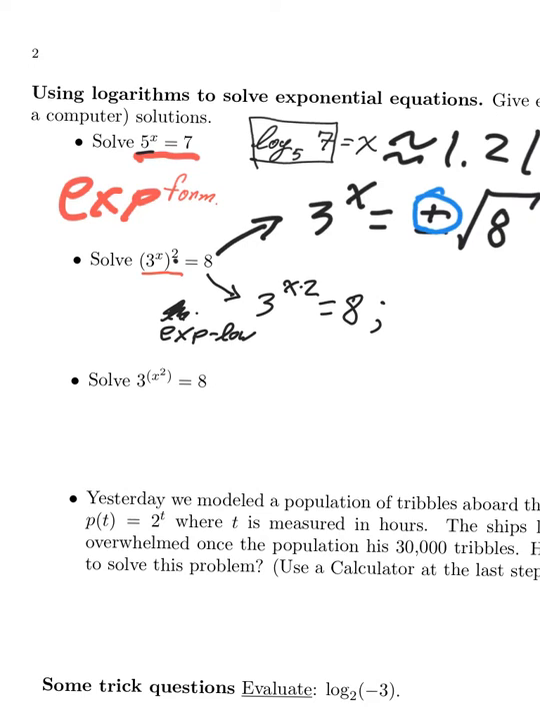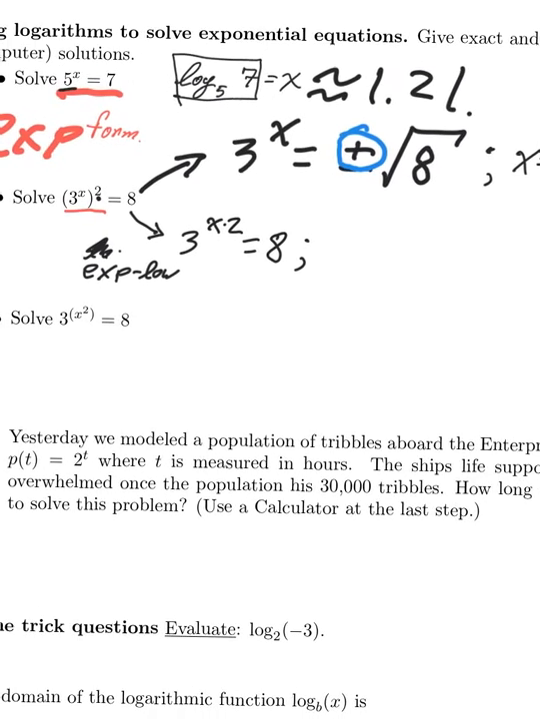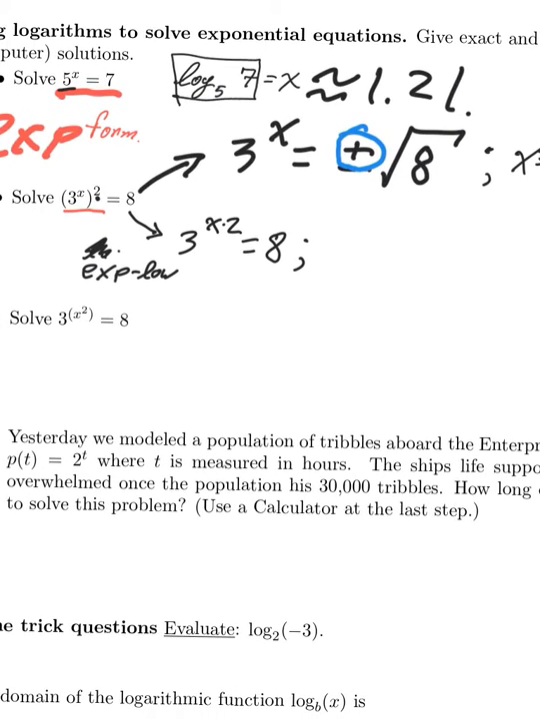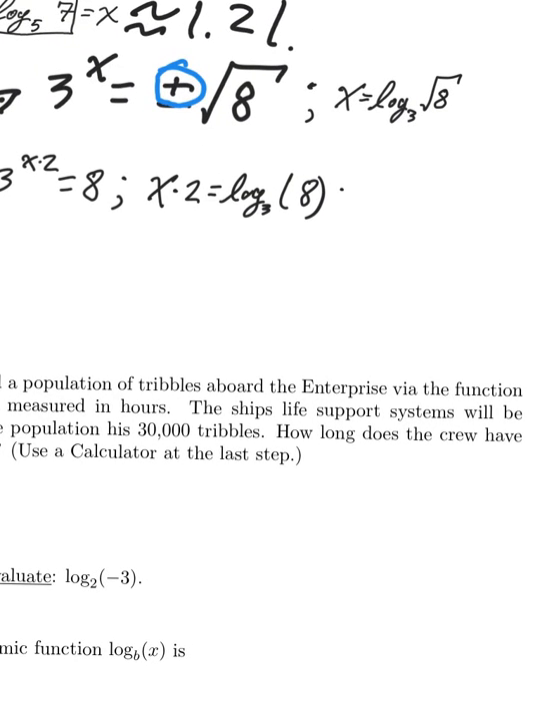Well, that is now an equation that is in exponential form. I see a single base raised to a power is equal to a number. I can rewrite that as x times 2 is equal to the log base 3 of 8. Oh, nice. So that's basically done. So what do I get? I will just divide both sides by 2, right? x is equal to 1/2 log base 3 of 8.